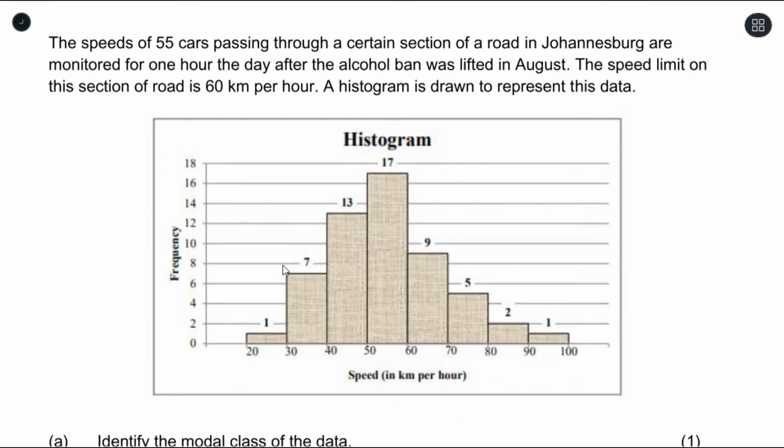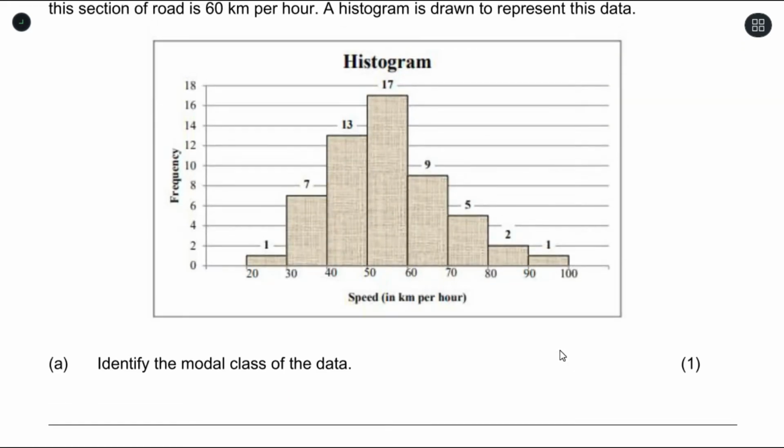We can see that for each block, this here is 20 to 30, that's the speed range. From 20 to 30, you just have 1 car. 30 to 40, you have 7 cars. 40 to 50, you have 13 cars, and so on and so forth, until you get to 90 to 100, where there is only one car driving at that speed.